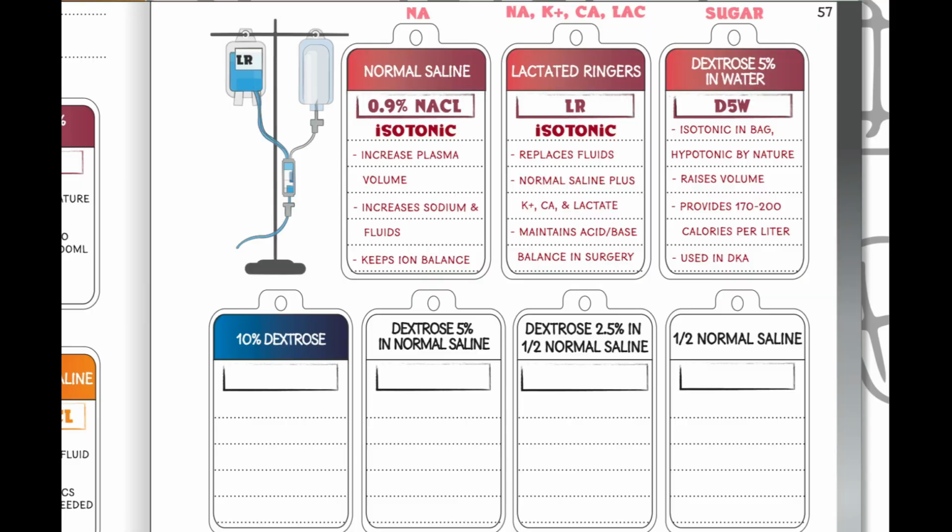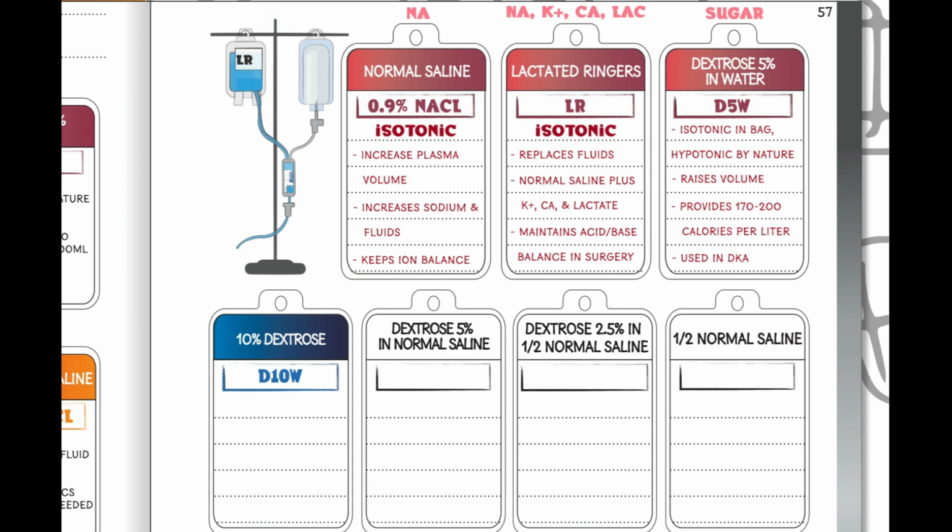So this brings us into our fourth bag, this 10% dextrose. So this is going to be abbreviated by, you guessed it, D10W. So this is saying we have 10 grams per 100 milliliters in our sterile water. So no matter what bag, it's going to be the 10 grams per 100 mLs. So this solution is going to be different than our 3 isotonic and hypotonic solutions above. This is going to be hypertonic.